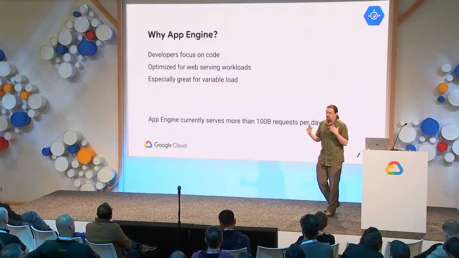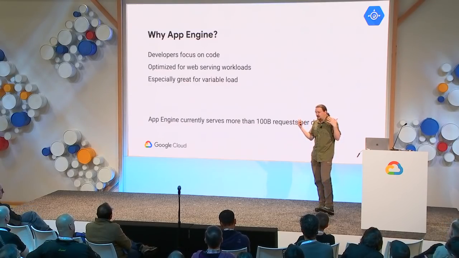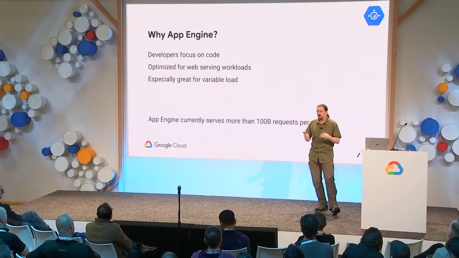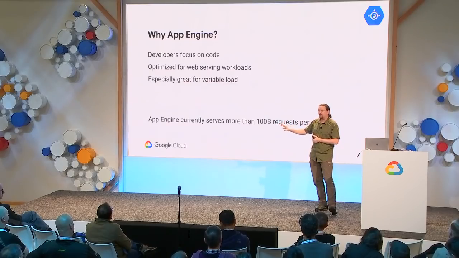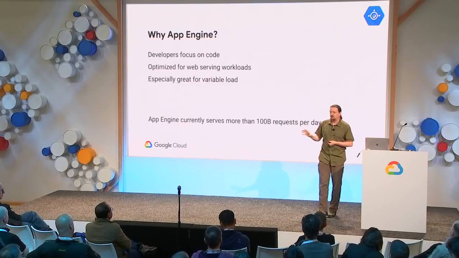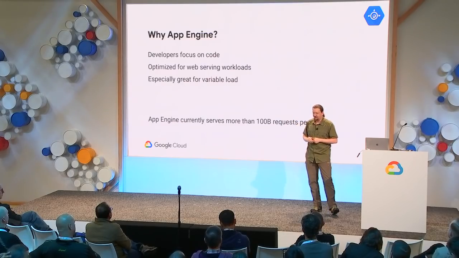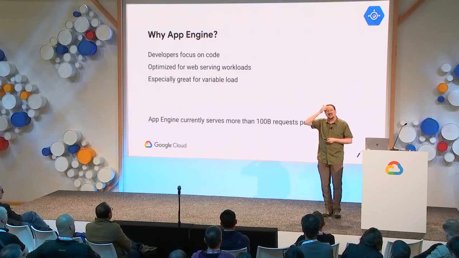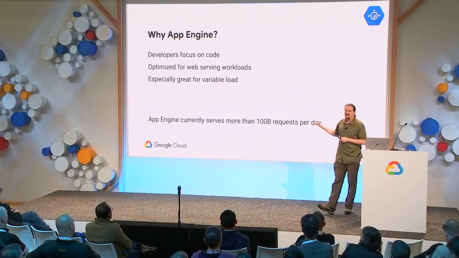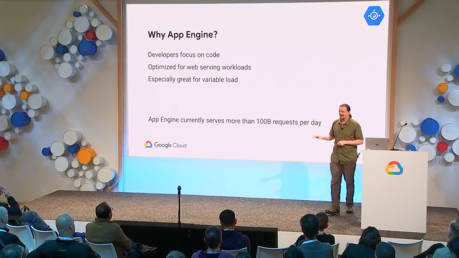So you might choose App Engine because it lets you just focus on your code. Maybe your organization is primarily developers, and that's what you care about. Or maybe for this particular app, you don't want to invest the ops into it because it's not your core thing, just part of your system. It's very much optimized for web-focused workloads. And it's especially good for things that vary a lot over time. And this stat is probably out of date, but I couldn't find the newest one. Definitely lots and lots of traffic on App Engine as a whole, and we can handle the load that you've got, is the point to make there.